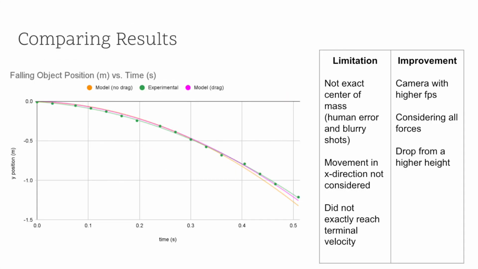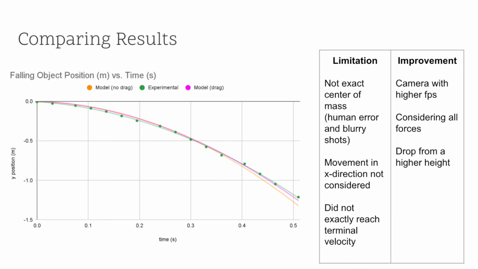Now let's look at all of our data graphed on top of each other. The green dots represent the experimental position data that was obtained from Tracker by establishing the center of mass of the scrunchie for each video frame. The orange data is the first GlowScript model that is only considering weight in the net force, and the pink data is the GlowScript model whose net force is equal to the weight force plus the drag force.